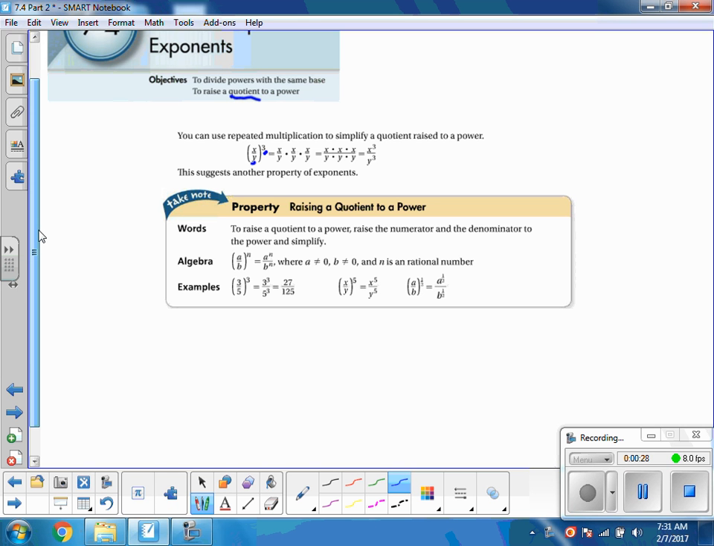So that's basically saying it's x over y times x over y times x over y, which our numerator is x times x times x, which is x to the third, and y times y times y, which is y to the third. So this is like another distributing situation, and we need to distribute the cube to both the numerator and the denominator.